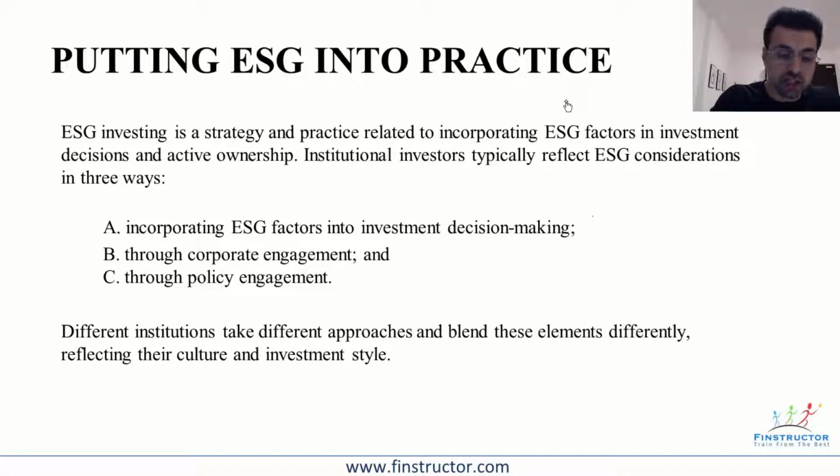But for an introduction, ESG investing is a strategy and practice wherein we incorporate ESG factors into the investment decisions and active ownership process. So institutional investors, that is mutual funds, insurance companies, pension funds, etc., typically reflect ESG considerations in three ways. First, they can incorporate ESG factors, environmental, social, and governance factors, into their own investment decision making. That is, which companies they choose to invest and which companies to avoid. Second, through corporate engagement and encouraging corporates to improve their ESG practices, and third, through policy engagement with regulators and other standard setters. So different institutions take different approaches, and that reflects their own culture and their own investment style.